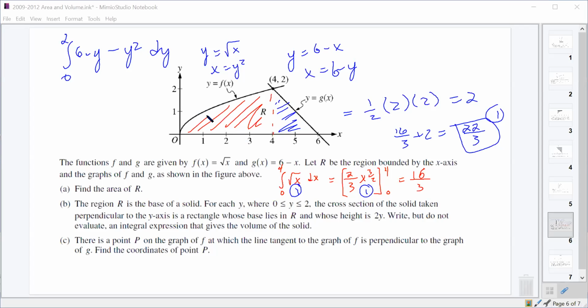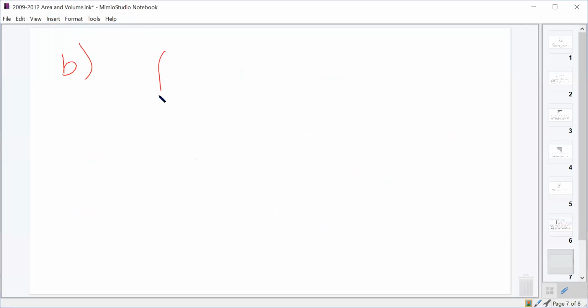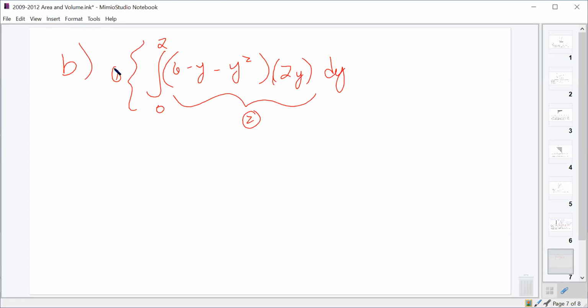So how do we go about that? It should be an integral from 0 to 2. If it's a rectangle, the width of it is the distance between those two functions in the y direction. That ought to be what we wrote for part A if we did the other way, 6 minus y squared. And what is the height of each of those? Just 2y, dy. And that was worth 3 points, 2 for that, and 1 for that.